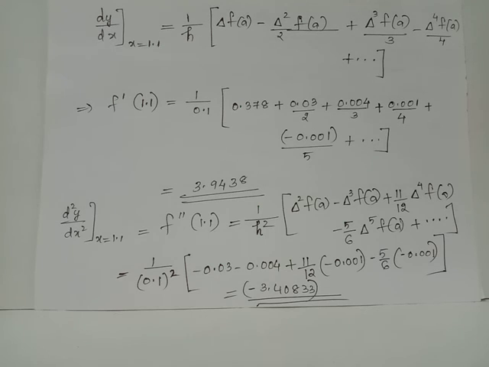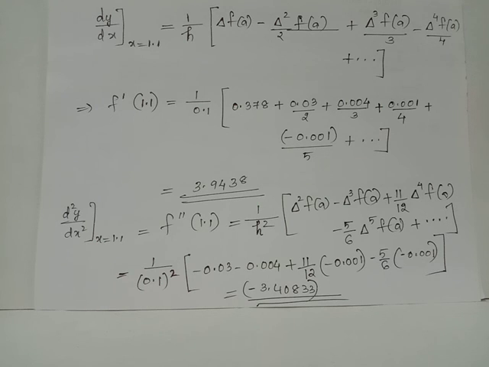We have at special case n equals 0, dy by dx at x equals 1.1 or f dash of a is given by 1 by h times delta f of a minus delta square f of a by 2 plus delta cube f of a by 3 minus delta raised to 4 f of a by 4 plus etc. Giving specific values here in this equation, we will obtain f dash of a, that is f dash of 1.1 equals 3.9438 approximately.